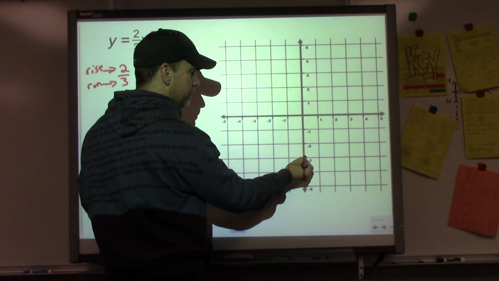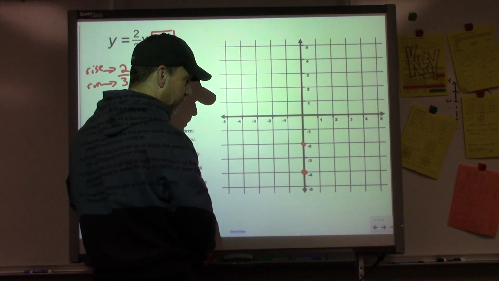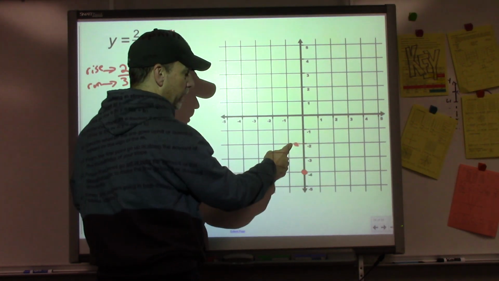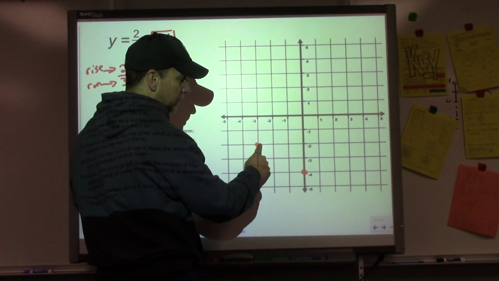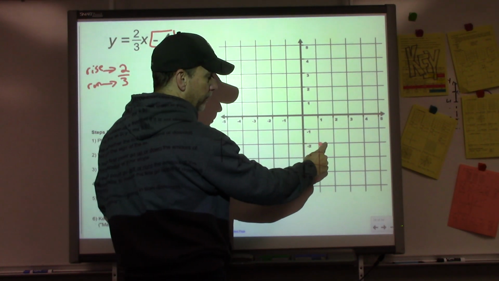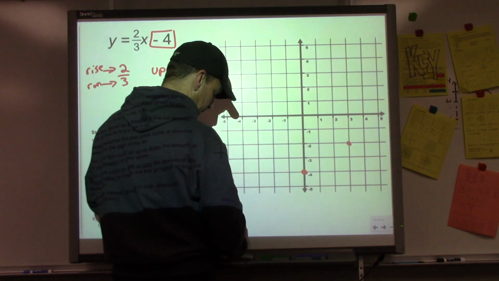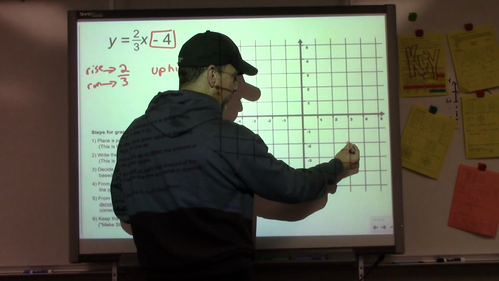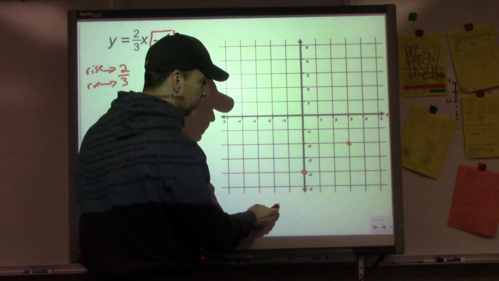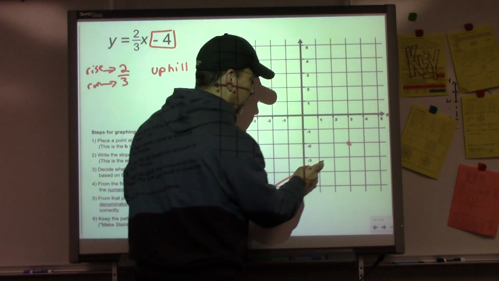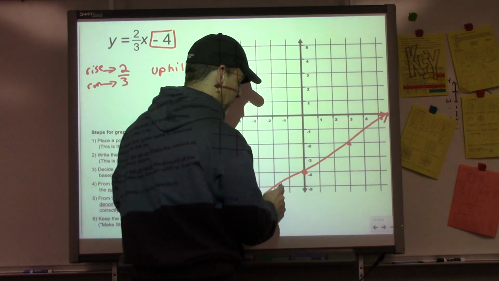I'm going to rise 2, and then I ask myself, which way should I run 3? If I run 3 this way, my line falls. So I don't want to run 3 that way. I want to run 3 this way. And then I go up 2 over 3, up 2 over 3. There'll probably be another dot right out there somewhere. And my line ends up looking like this.